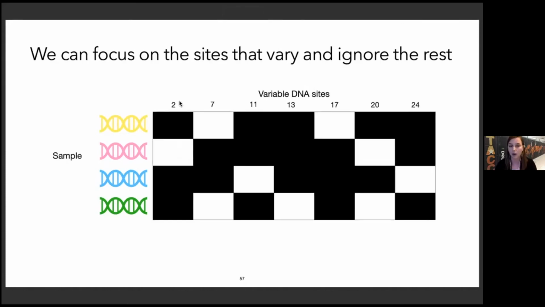Those sites that were black all the way down. And then we get a little alignment that looks like this, that is black and white, and it has all the information about how this population varies. So I'm going to show this kind of figure here a lot through my talk. This is the data that I work with. It is just simply black and white images like this that are alignments that just show where in the DNA individuals in this sample vary.